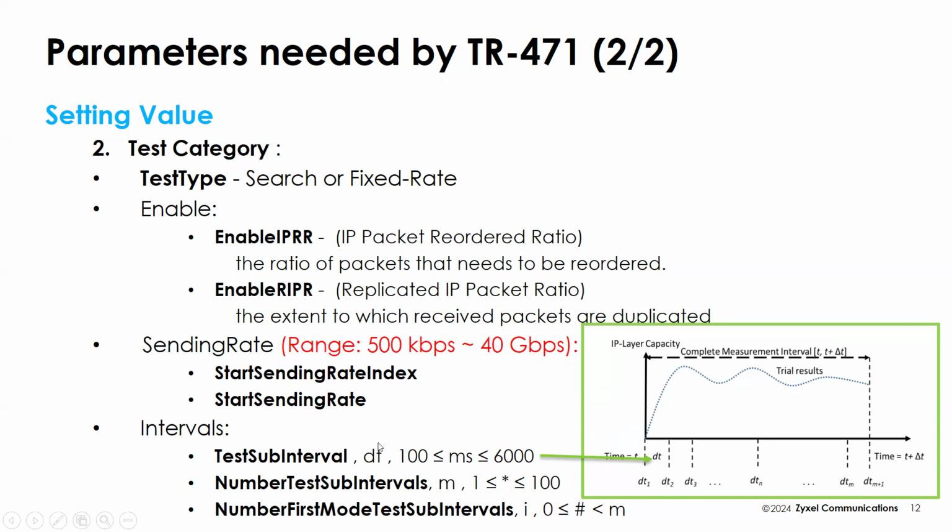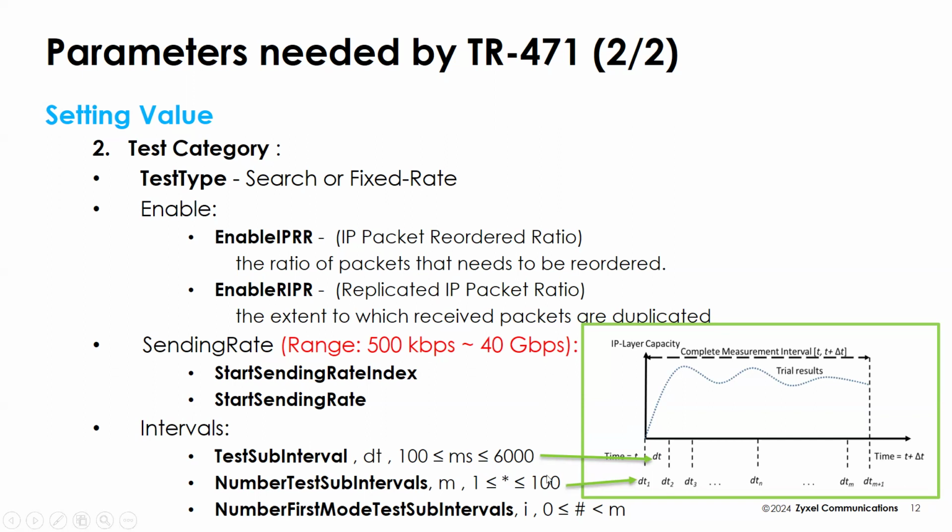Okay. And the other parameter is the number of test subject intervals. We can see that the range is from 1 to 100 here, and we can find the corresponding value in this illustration as well. This parameter helps us set the number of measurement intervals during our measurement test.